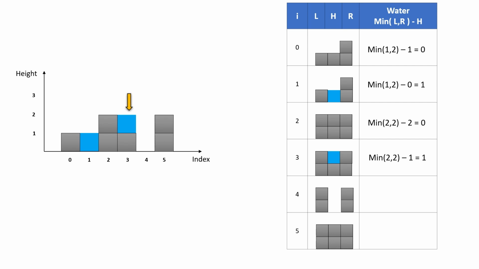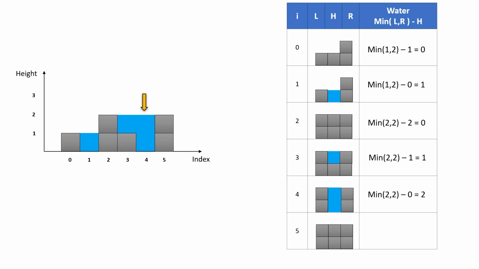At index 4, our left boundary is 2 and the right boundary is also 2. But the height of block is 0. There is no block present. So the total maximum water that we can trap would be 2 minus 0, which is 2. We can store a total of 2 units of water at index 4.